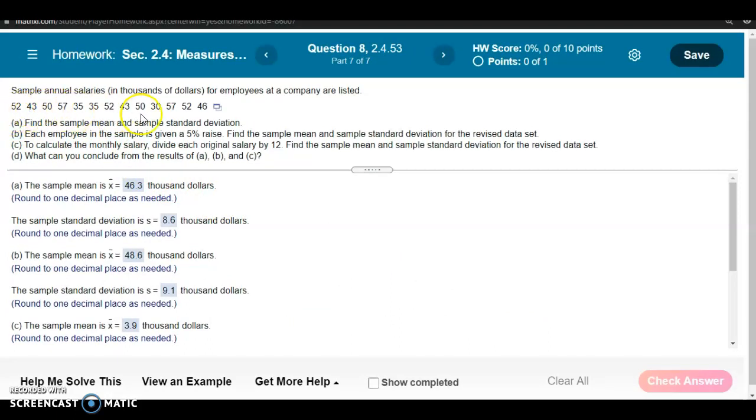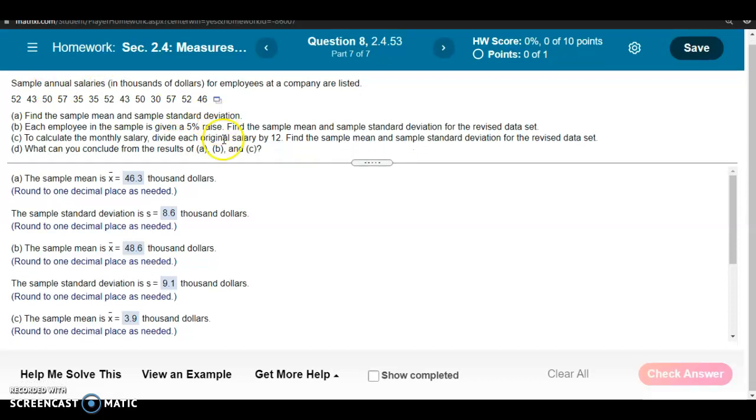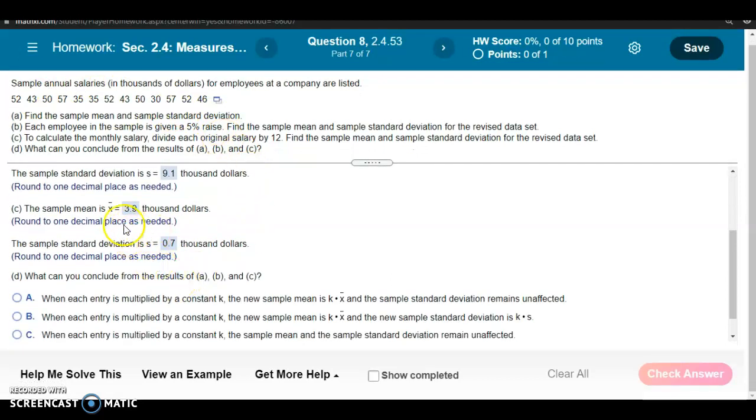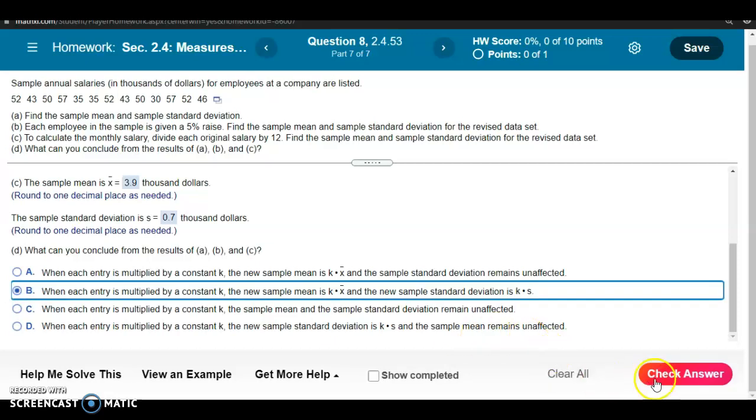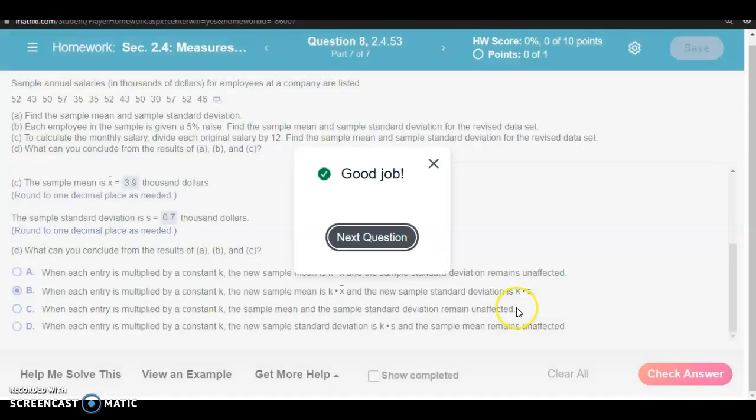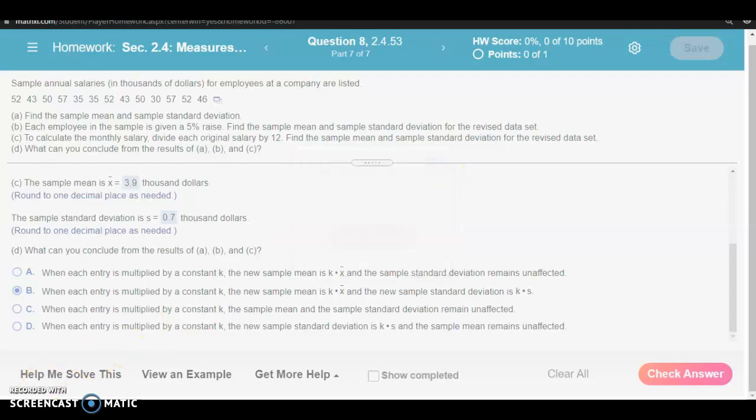So by increasing each of these values by 5%, it likewise increased the sample mean and sample standard deviation by 5%. And by dividing each of these by 12, it divided the sample mean and the sample standard deviation by 12, and we got these numbers here. So it looks like answer choice B would be the most appropriate answer choice. All right, and that completes question 8.